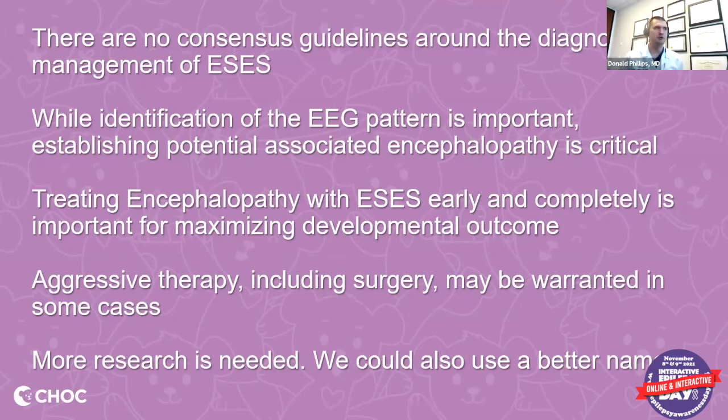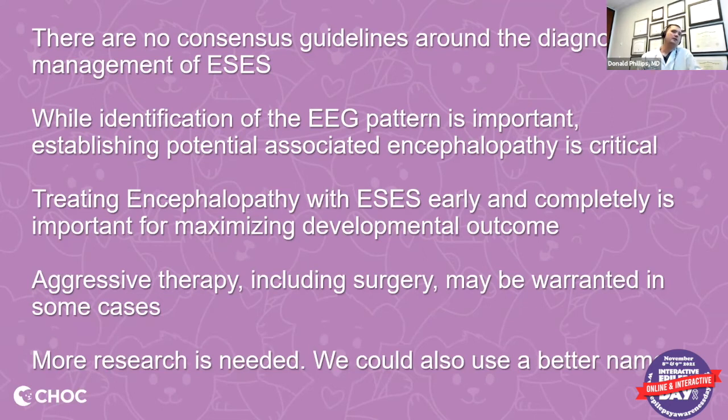So research is critical. While identifying the EEG pattern is important, we definitely have to have the EEG pattern to call ESES. Establishing the potential associated encephalopathy is absolutely critical. So what am I seeing developmentally that is associated with this EEG pattern? Because that determines how aggressively we treat and what we do about it. Treating the encephalopathy with ESES early and completely is important for maximizing developmental outcome. Remember, we had that paper showing that the ESES that was treated most quickly had the best developmental outcome. The ones that languished had worse developmental outcome even 20 years later.